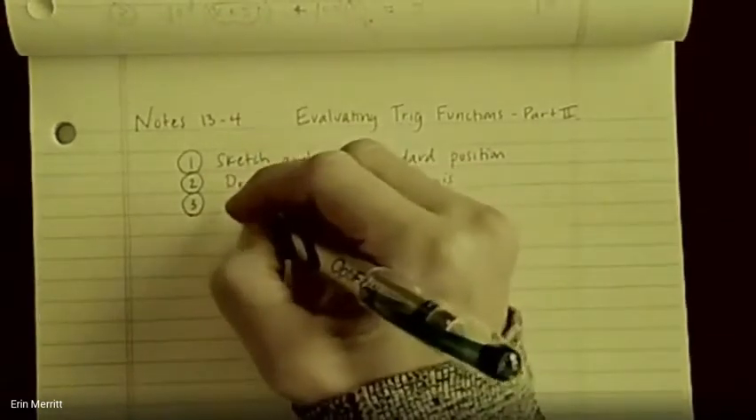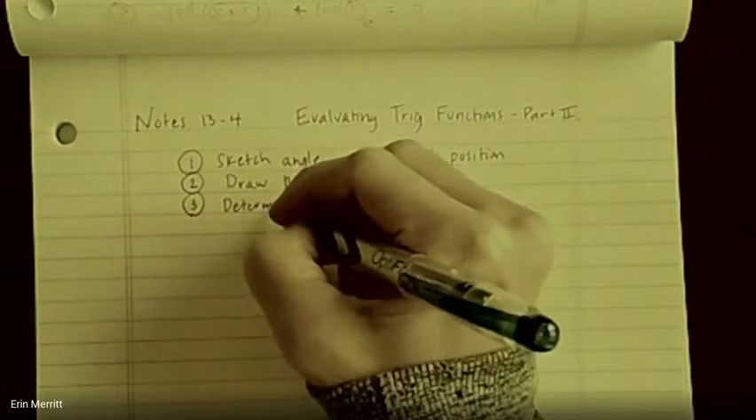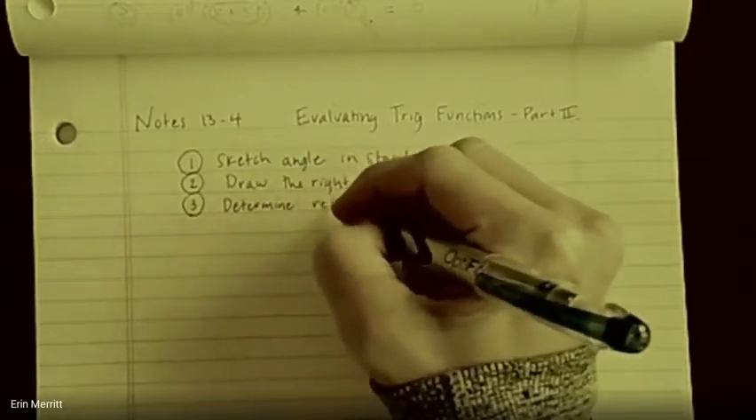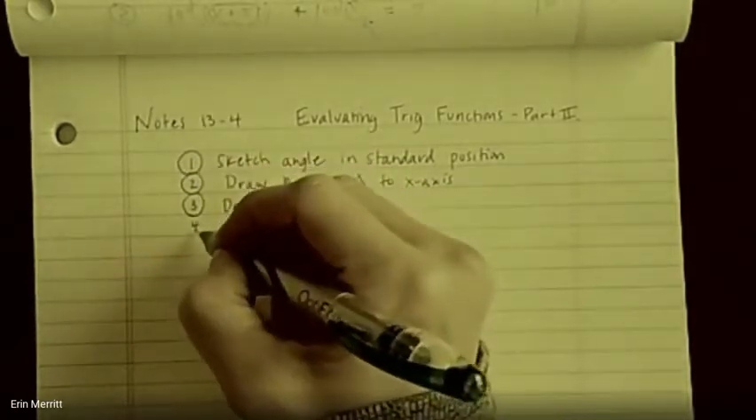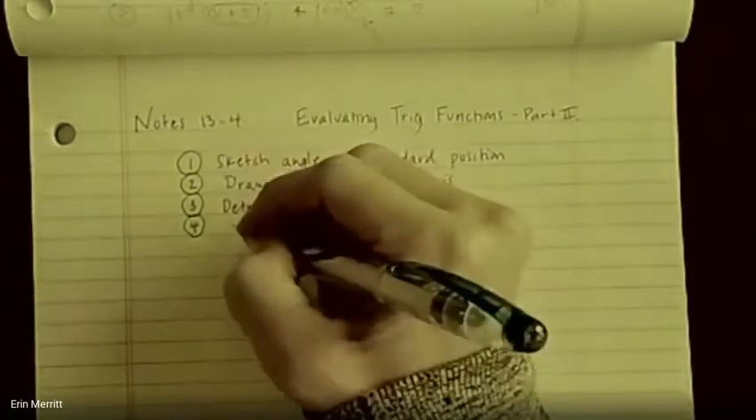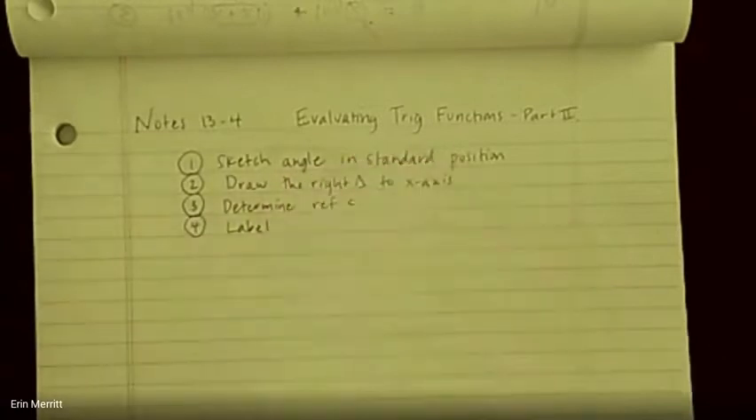Figure out what your reference angle is. And that's that acute angle between the terminal side and the x-axis itself. Label the sides of the triangle using the special right triangle ratios.